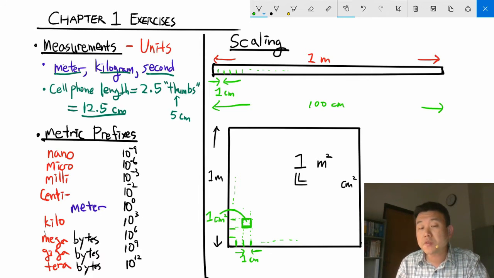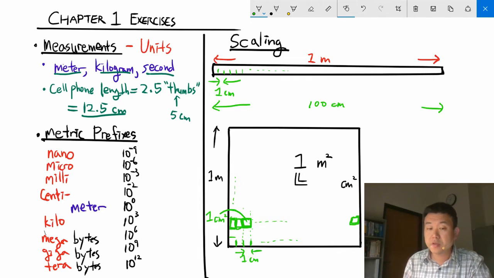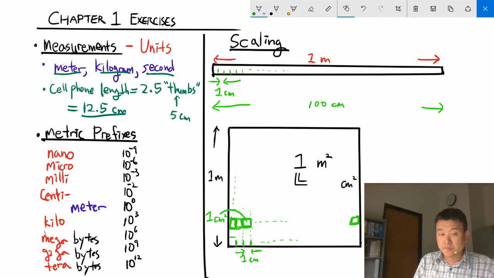Now, how much of this area would you fill in if you had 100 of these? When you think about it carefully, you should realize that it won't fill in the whole thing if you only have 100 of these. So here's 1, 2, 3, keep going. When you have 100 of these, you'll end up right here. So with 100 of these squares, what you will end up filling is just this tiny little strip.